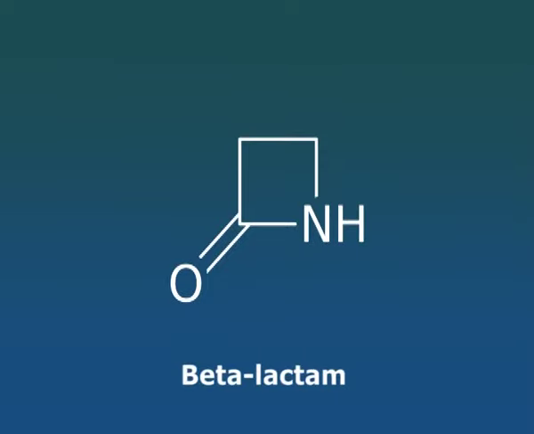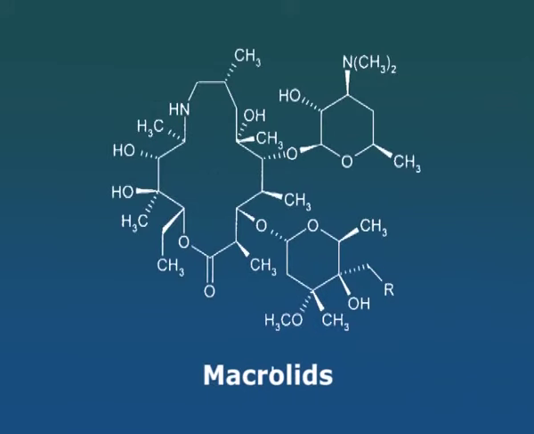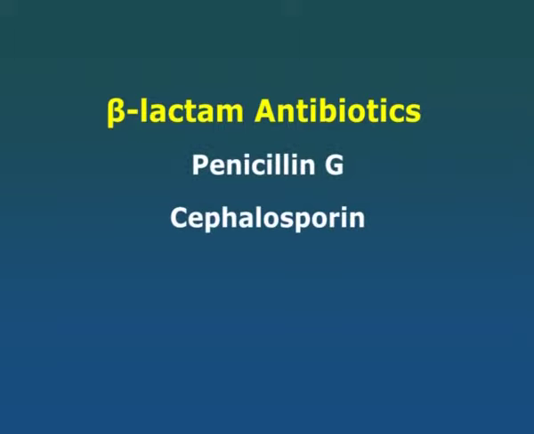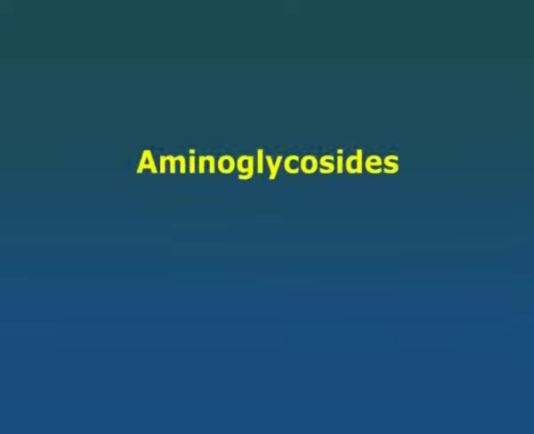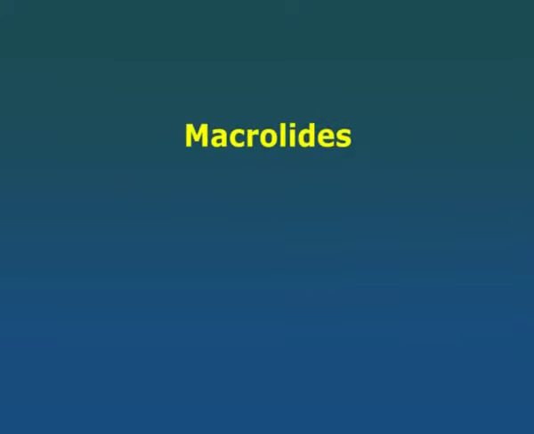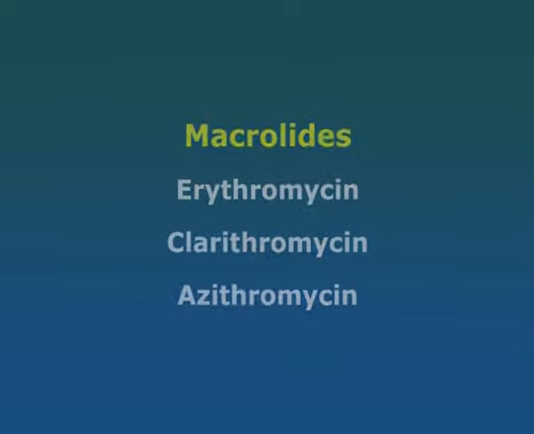And their chemical structure, for example, beta-lactam antibiotics, tetracyclines, aminoglycosides, macrolides, and so on. We'll be considering classification according to chemical structure as follows. Beta-lactam antibiotics, example, penicillin G, cephalosporin, monobactams, and carbapenems. Aminoglycosides, example, streptomycin, neomycin. Macrolides, example, erythromycin, clarithromycin, and azithromycin.